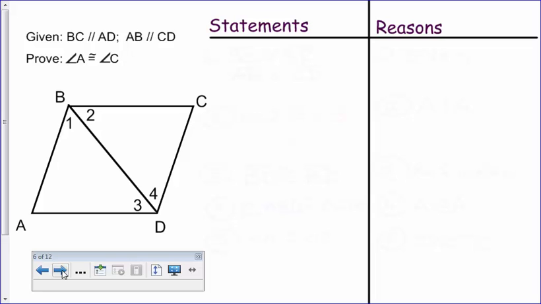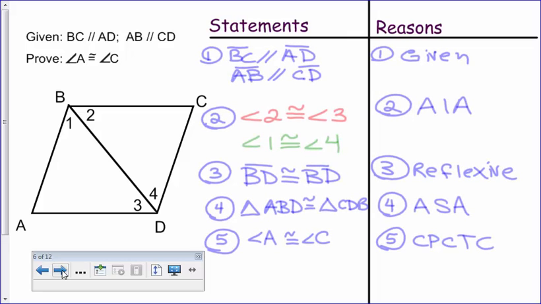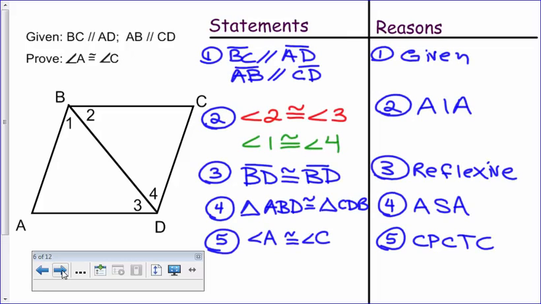Go ahead and pause it and see if you can get all of the steps done correctly. And here we go. So anytime you get parallel lines given to you in the picture, there are two types of angles that are going to show up: either alternate interior or corresponding angles.